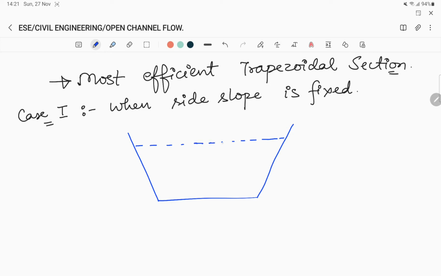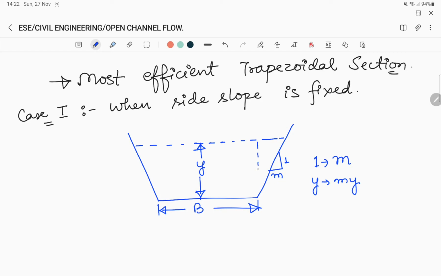In this case, since we are fixing the side slope, let us take the slope as m is to 1. Here the base width will be capital B and the depth of flow, let us take y. So for one depth there is m width, so for y depth there will be my width.